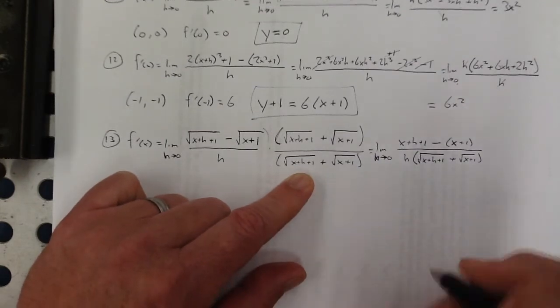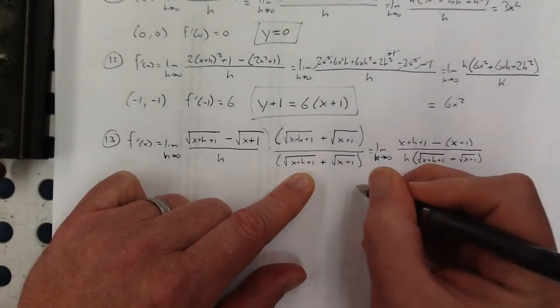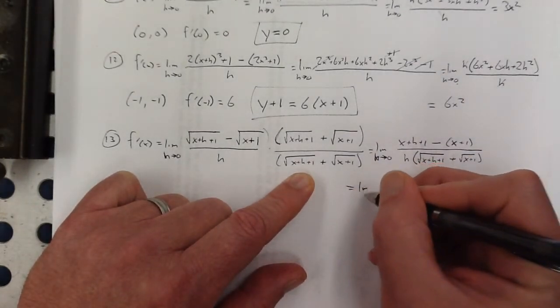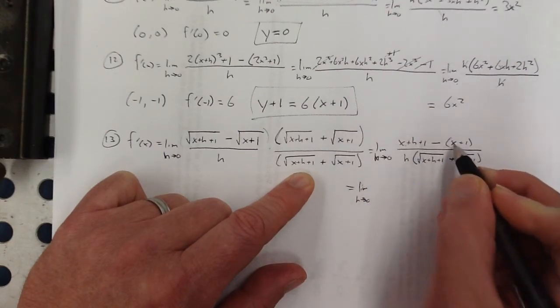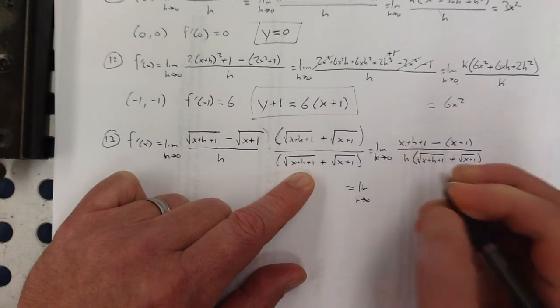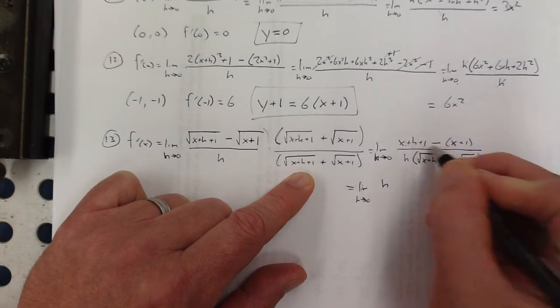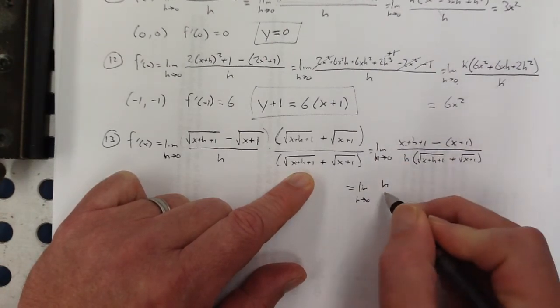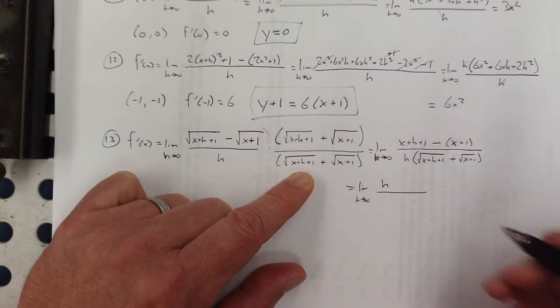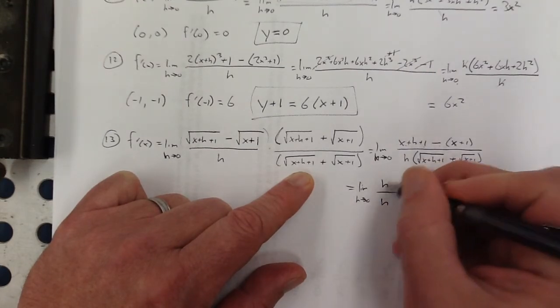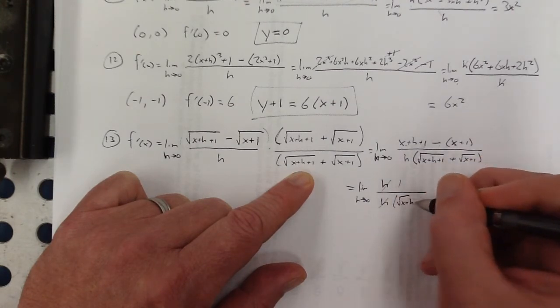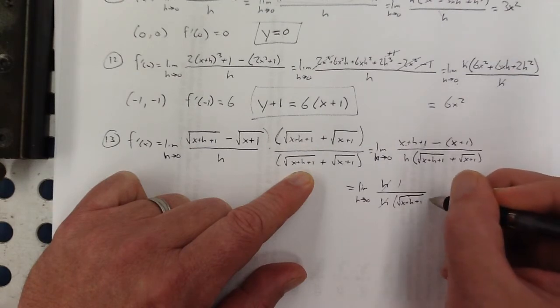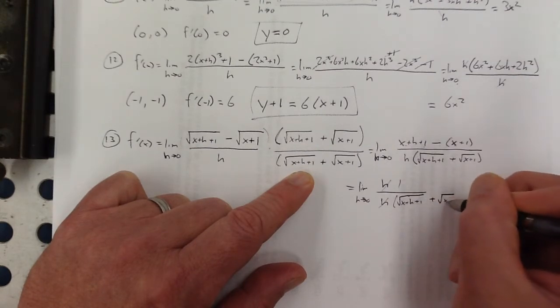Alright, so let's see what we got on the top. Some canceling is going to happen here. Limit as h approaches 0. x minus x. The h is still there. And 1 minus 1, so just an h. And then on the bottom, let's just cancel those out and leave a 1 behind there. So now I've got the square root of x plus h plus 1 plus the square root of x plus 1.